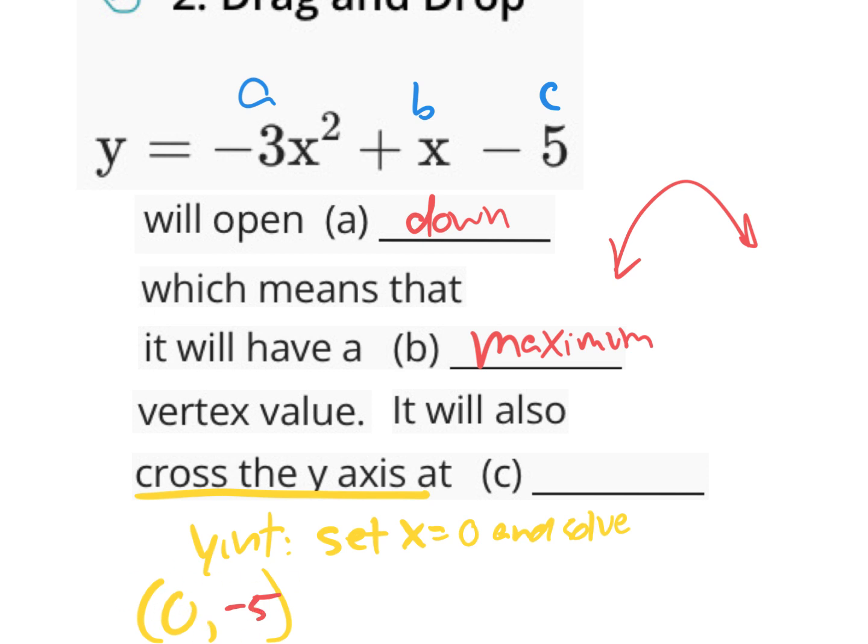Now, if they ask for the coordinate, that's what you would type in, 0, -5. Or on the drop-down menu, in this case, it's just going to be selecting the -5 option because that's where it crosses the y-axis.